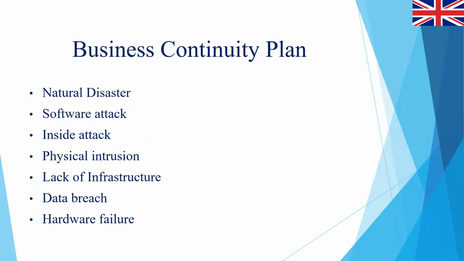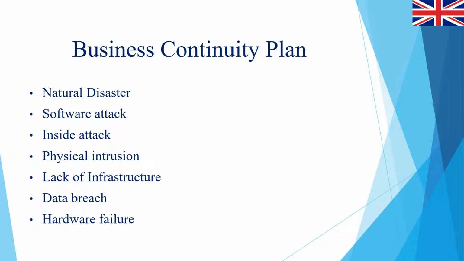Business continuity plan outlines the processes and procedures of the operations during the unplanned disruptions of services. The disruptions may be caused by natural disasters, software attacks, inside attacks, physical intrusions, lack of infrastructure, data breaches, and hardware failures. It is more comprehensive than a disaster recovery plan and contains contingencies for business processes, assets, human resources, and business partners, every aspect of the business that might be affected.